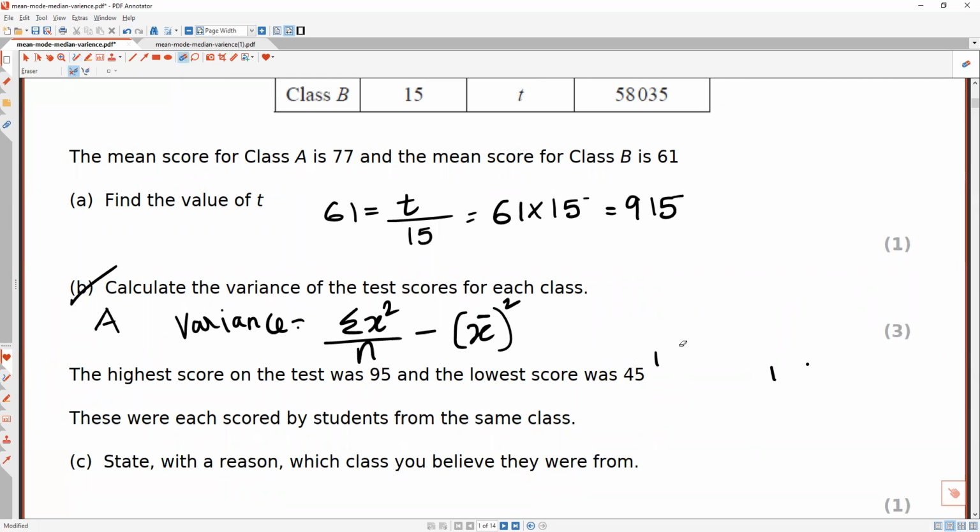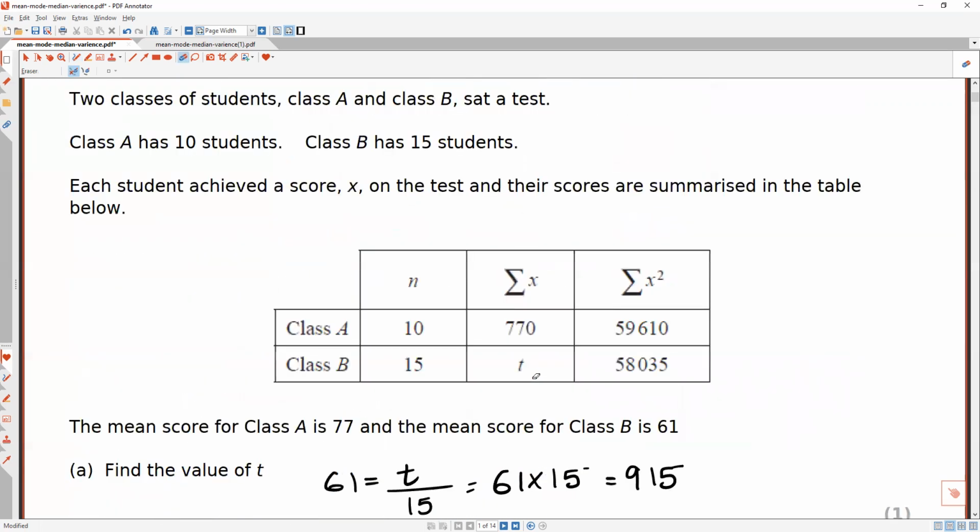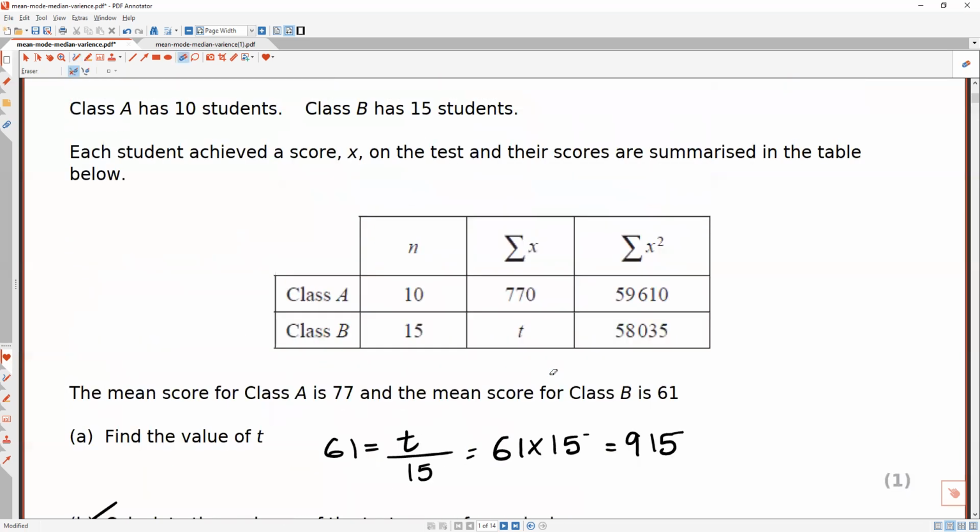Now let's go to the C part. The highest score on the test was 95 and the lowest score was 45. These were each scored by students from the same class. It can be either class A or class B. State with reason which class you believe they were from. What do you think, which class were they from? Both the highest and the lowest.